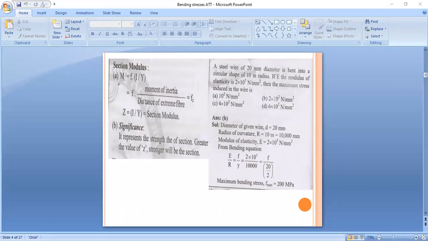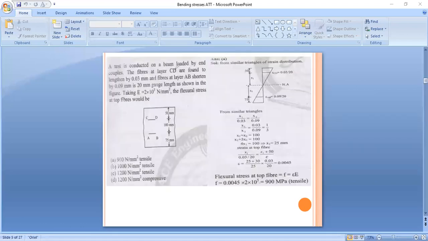Second question: a test is conducted on a beam loaded by end couples. The fibers at layer CD are found to lengthen by 0.03 mm and fibers at layer AB shorten by 0.09 mm, in a 20 mm gauge length as shown in the figure. Taking E equal to 2 into 10 raised to 5 Newton per square mm, the flexural stress at top fiber would be.